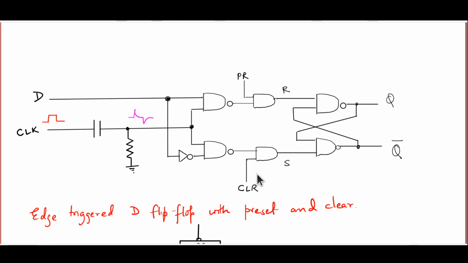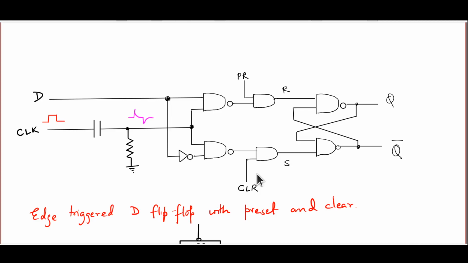Of course, when the input PR or the input CLR to the respective AND gate is high, then that particular input has no action. It's the other input which essentially determines what the output of the AND gate will be, and then it decides what will be fed to the NAND latch. So as long as PR and CLR are high, this circuit behaves exactly the same way as the previous circuit did.